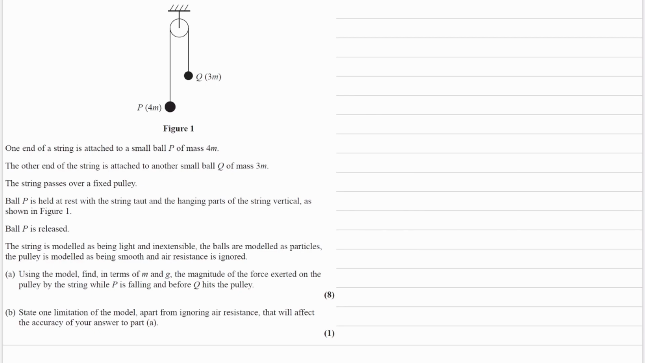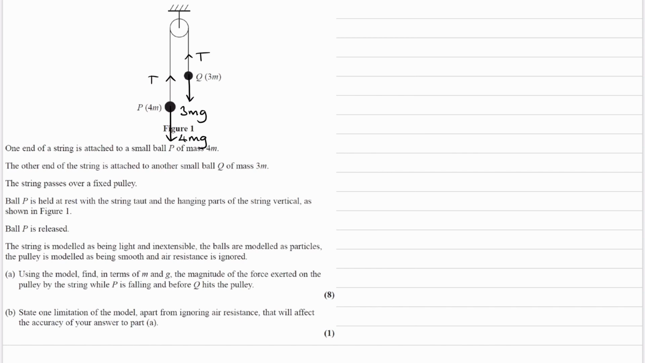So we have one end of a string attached to a small ball P of mass 4m. So the weight of that ball will then be 4mg. The other end of the string is attached to another ball, mass 3m, so the weight there would be 3mg. I'm going to draw the tensions as well, so T and T.